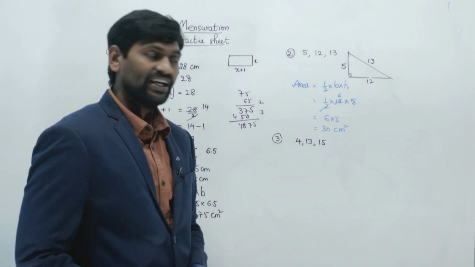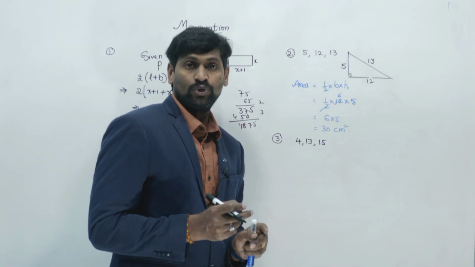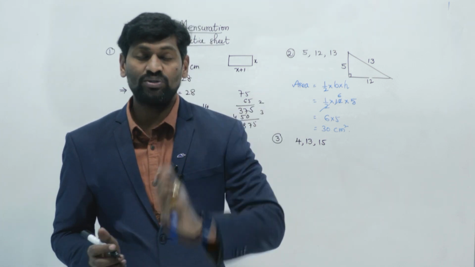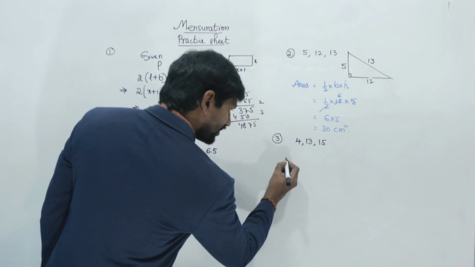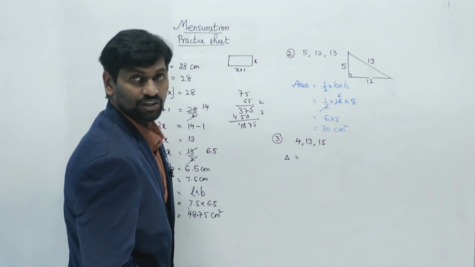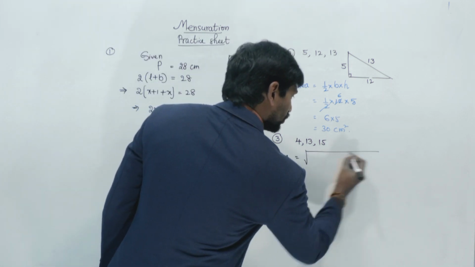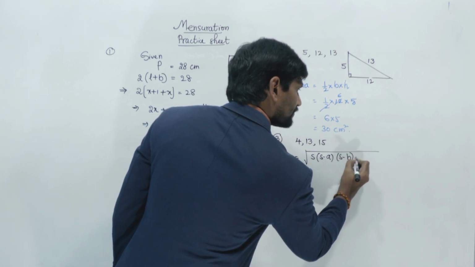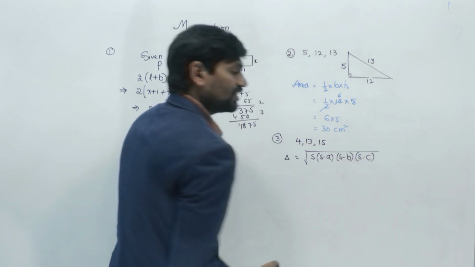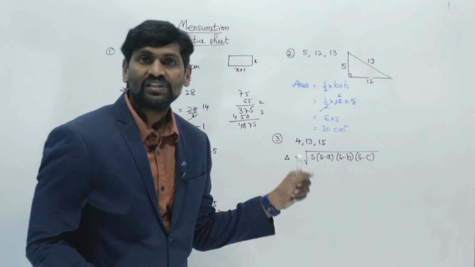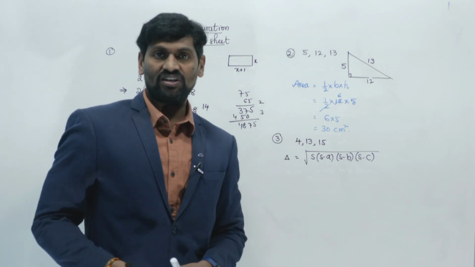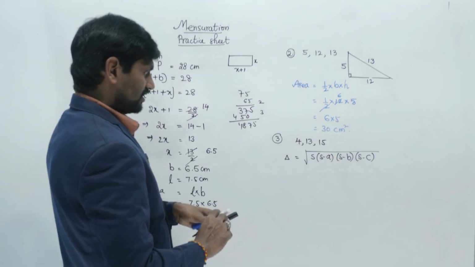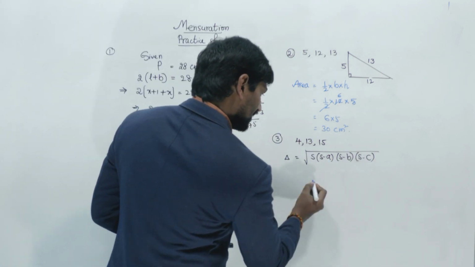So 3 different sides. We already learned that if you know the sides of a triangle, we have the formula: area of triangle equals root over s into s minus a into s minus b into s minus c, where s is called the semi-perimeter. Very good. So let us find out the s value first.